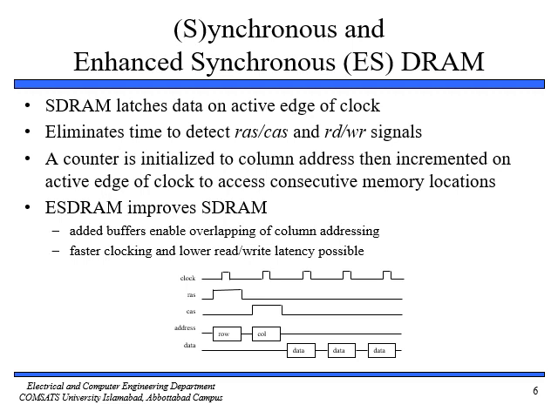So we do not need to detect the RAS and CAS signal. Rather, we can work on the clock timing. A counter is initialized to the column address and incremented on the active edge of the clock to access consecutive memory locations.